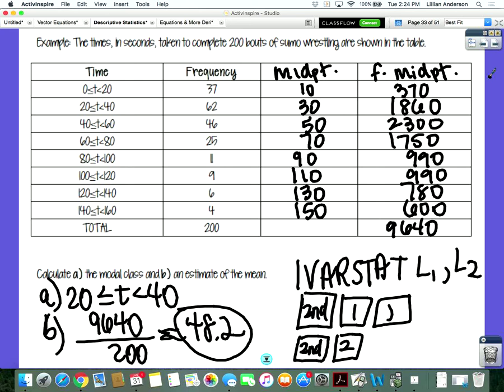Do not do that, okay? There is a way to do it by hand, which is this right here. So showing that would suffice, you know, the midpoints and the frequencies, and then getting your answers that way, okay?